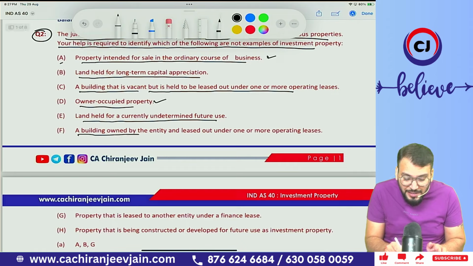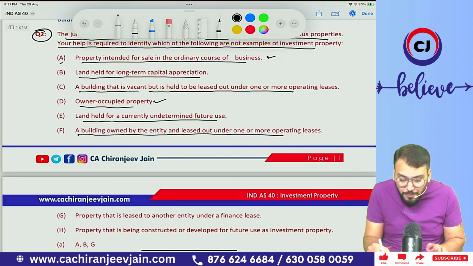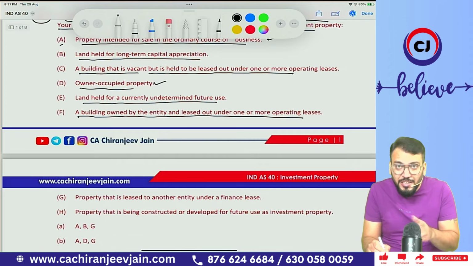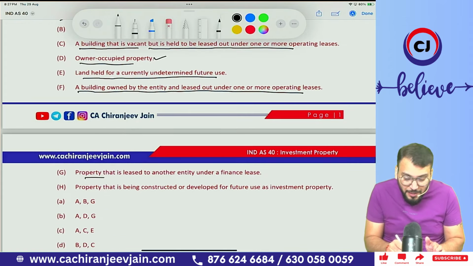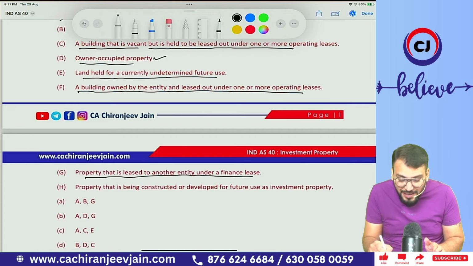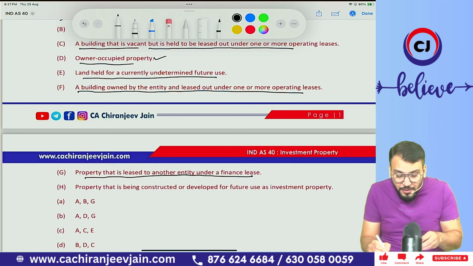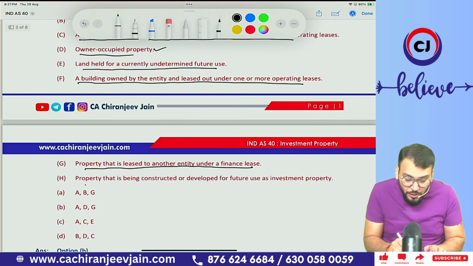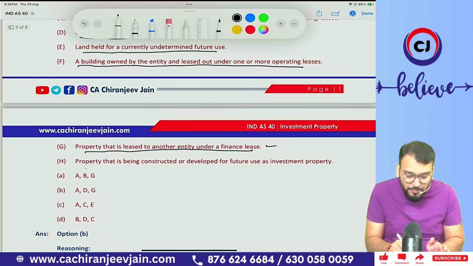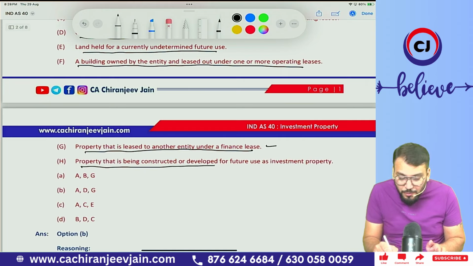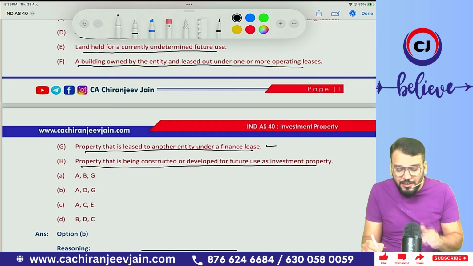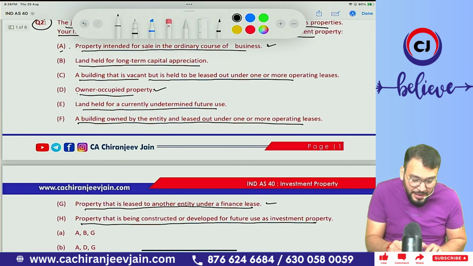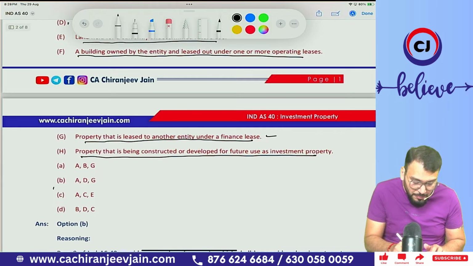A building owned by the entity and leased out under one or more operating leases. So building owned and given on operating lease, this will be an investment property. Property that is leased to another entity under finance lease. So can you say this will not be an investment property? This will not be an investment property. Correct. So this is also a correct option, because you need to find out which is not an investment property. Property that is being constructed or developed for future use as an investment property. Of course, that will be an investment property. So the options will be A, D and G. A, D, G. So option number B is correct.